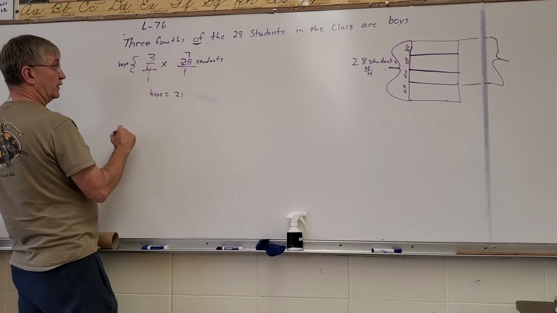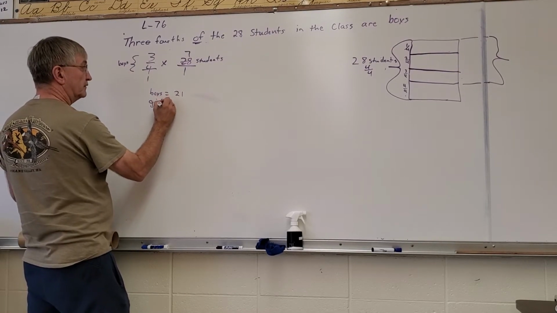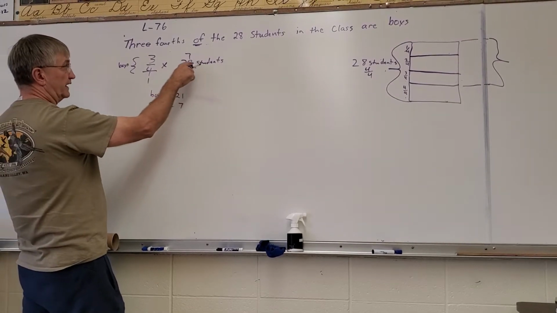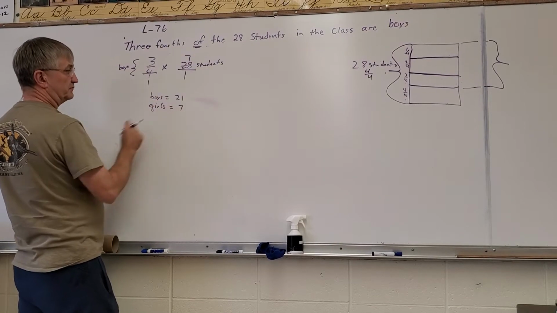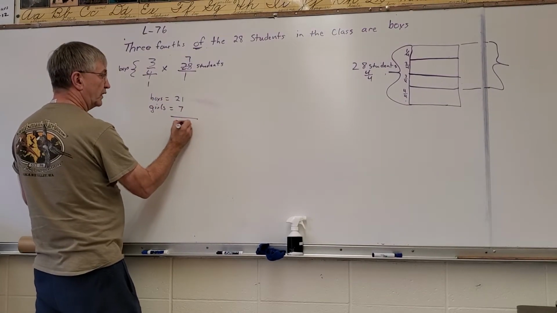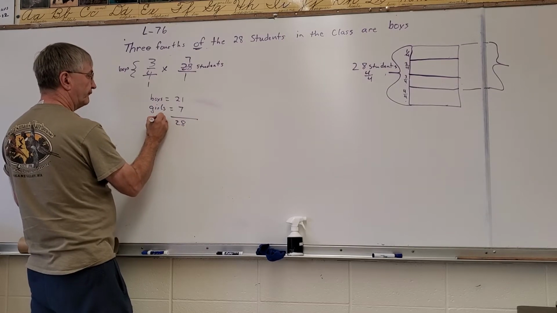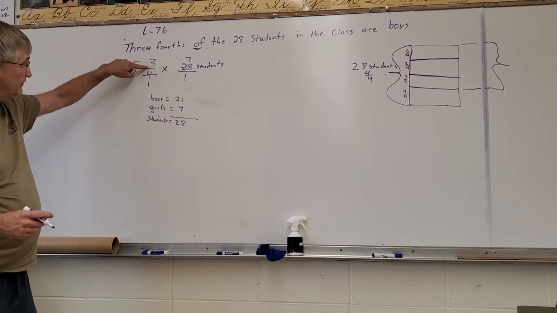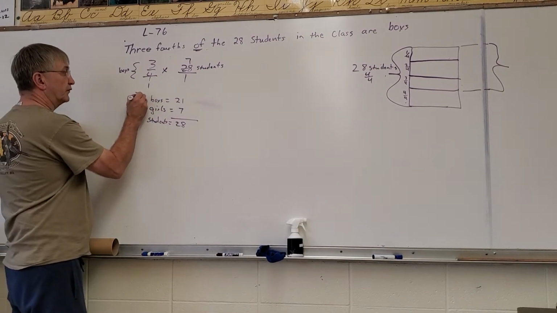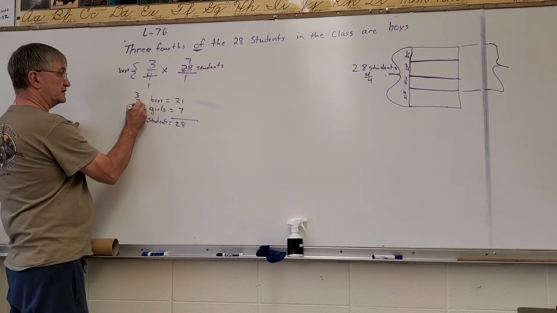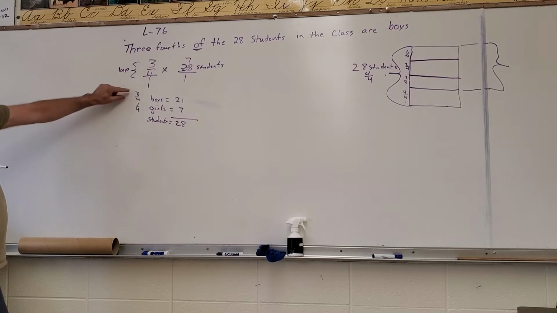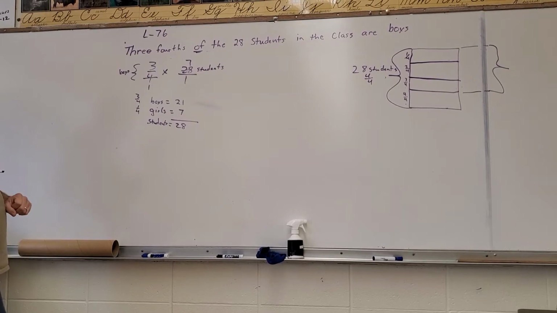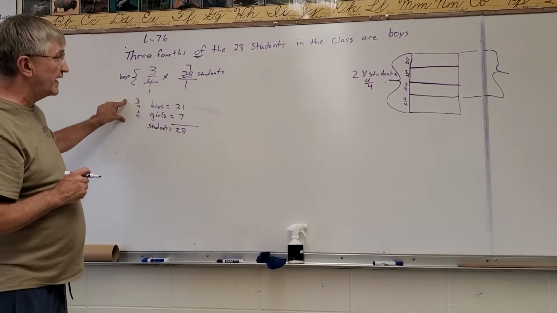Girls then, since we started with 28, we know girls are going to be 7, because 21 plus 7 gives me a total of 28 students. So I broke it all down: the boys from the 3/4, and girls then must be 1/4, because 3/4 plus 1/4 gives me a total of 4/4, and it breaks down the numbers for what each one equals.